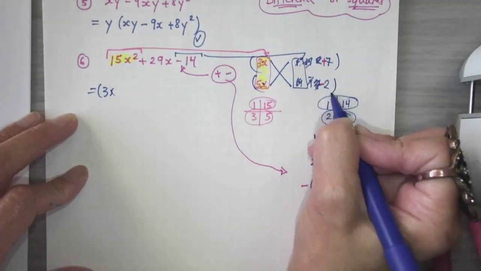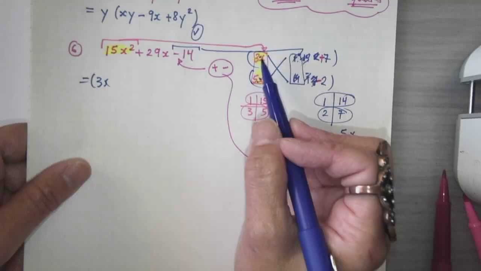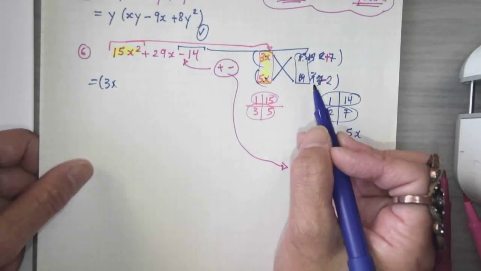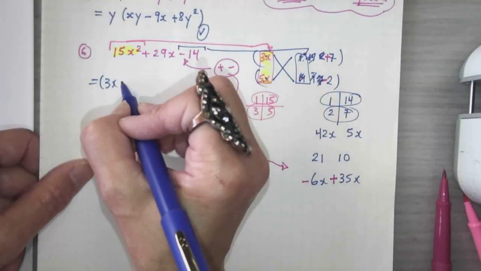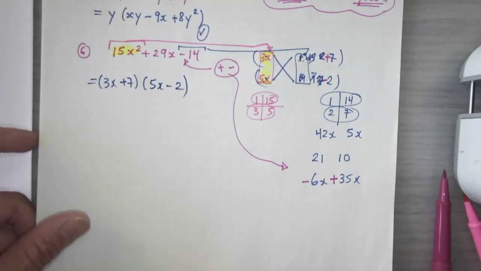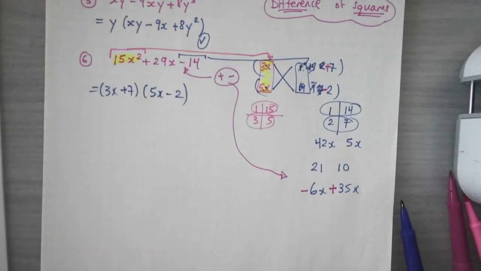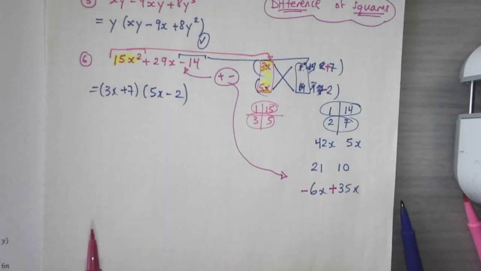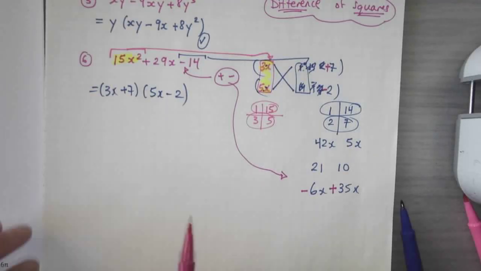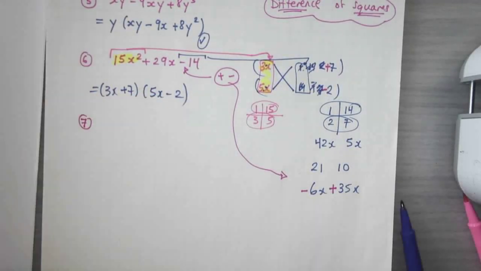And the 35 is 5 times 7, so that's positive. So you rewrite it, and you go 3x. Remember, these are the brackets, because the crisscross is the FOIL that we're doing there. 3x plus 7, and then 5x minus 2. Okay, so that's using the big X. You had to use it then.